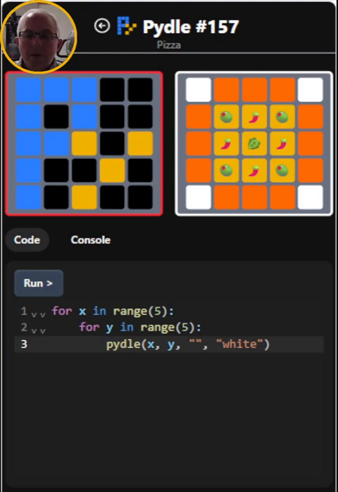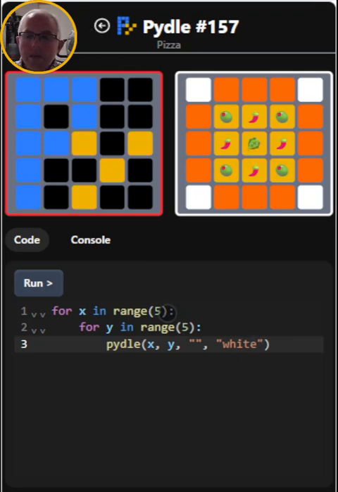Okay, today's Pydle is a pizza. So have a go at solving that. The emojis are olive, hot pepper, and leafy green in the middle. So have a go at solving that.